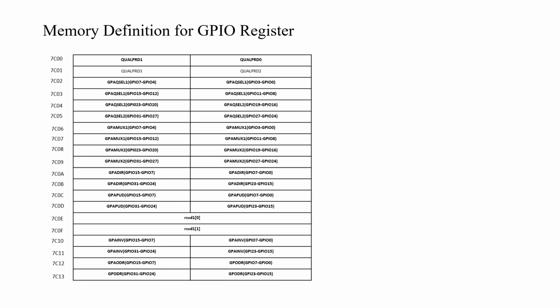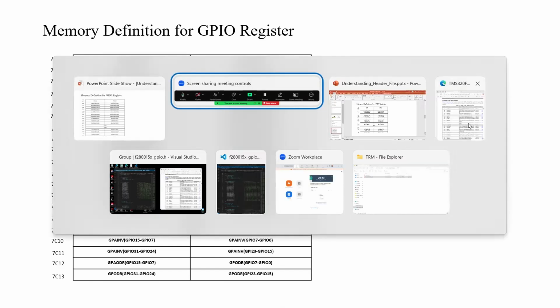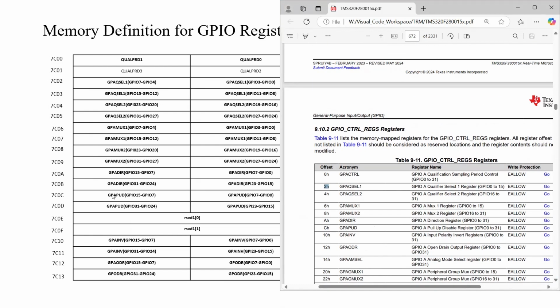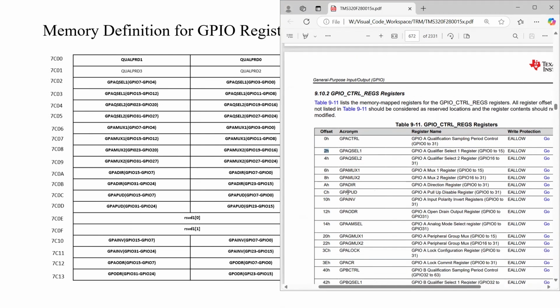7C0E. Let's take the data sheet once again. If you see, 7C0D. So we reached GPAPUD. You see there is something called C, and then C and D, which I conveyed as 16-bit. So 7C0D. After D, we are not having E and F. It directly jumps to the next location, 10. So there are two memory locations that are not used for any purpose in this data sheet.